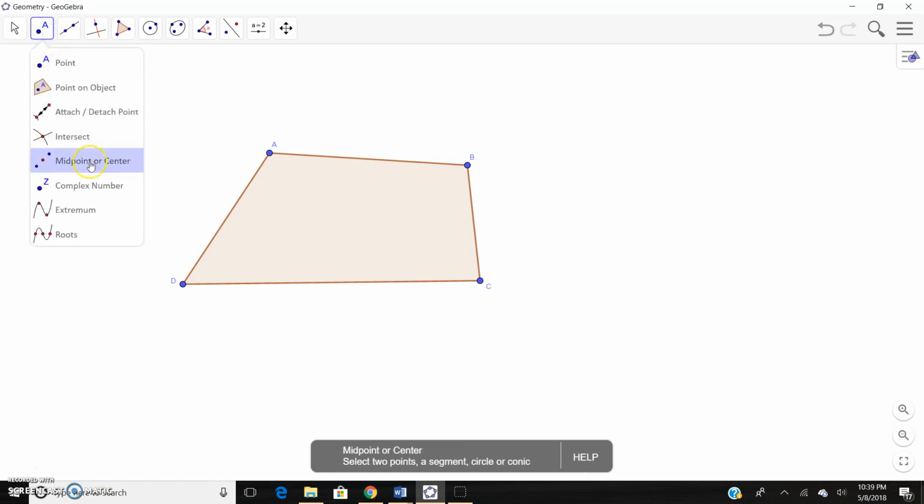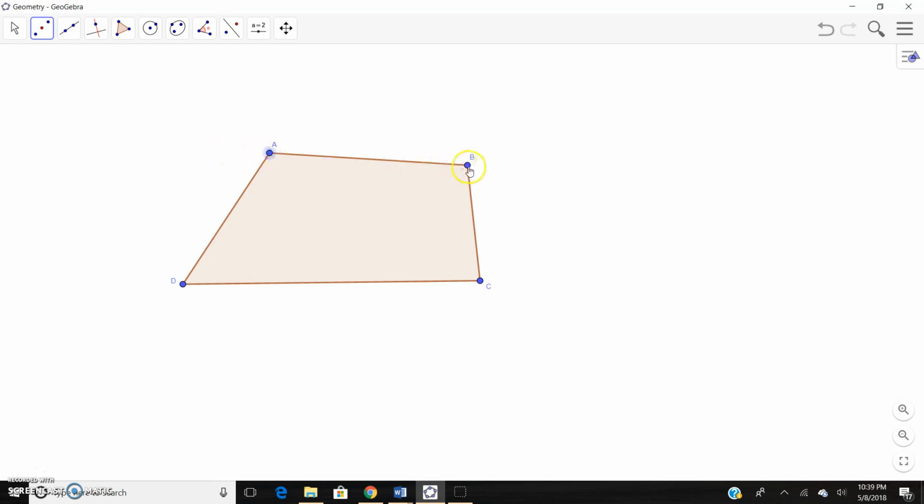And the first thing we are going to do is construct the midpoint of each side by selecting the two vertices that we want. So we select point A and point B, and it will give us the midpoint between those two points. And it pops up right there in black. We're going to do that for every side.